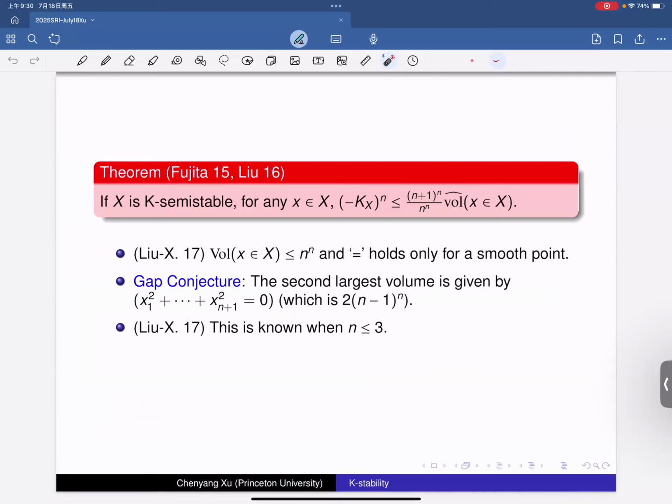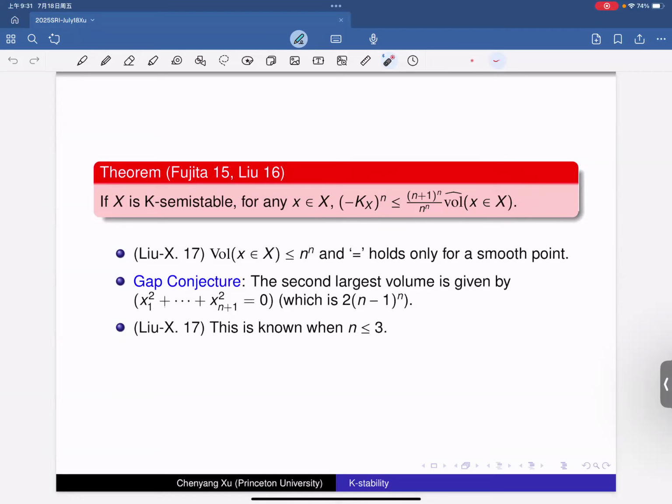So I think the first application people found is the connection with the global one. So you have a global Fano K-semistable variety. For any singularity, I put on, then there is this inequality. So here n is the dimension. In particular, if I take x to be a smooth point, of course you always have a smooth point. Then I conclude that for any K-semistable Fano variety, the volume, remember the smooth guy, the volume is n^n.